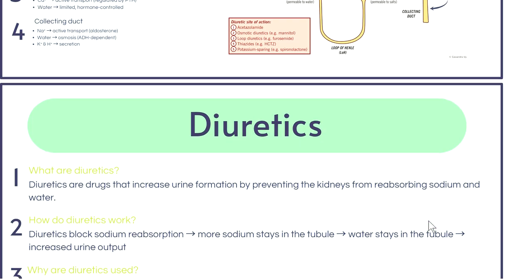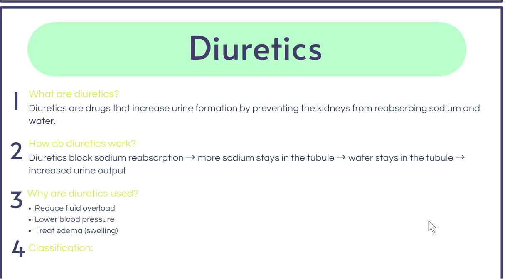Okay, now we go to the question of today, diuretics. First of all, what are diuretics? This is a class of medications which will increase the urine formation, and by increasing the urine formation, they are going to decrease the blood pressure.